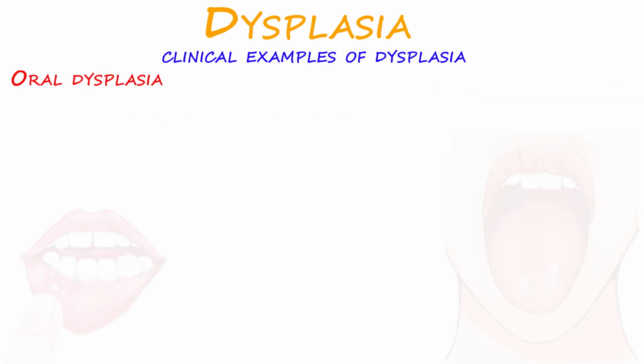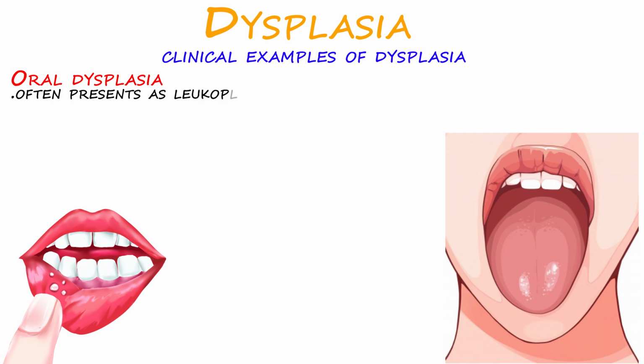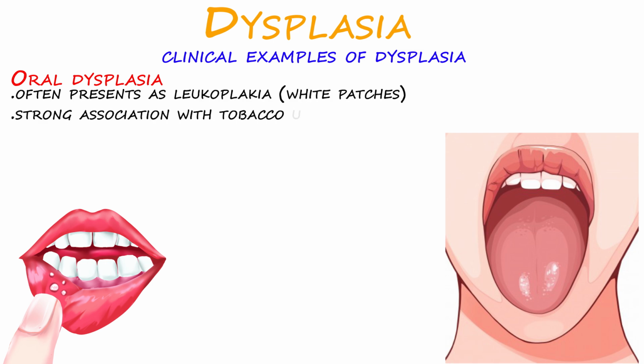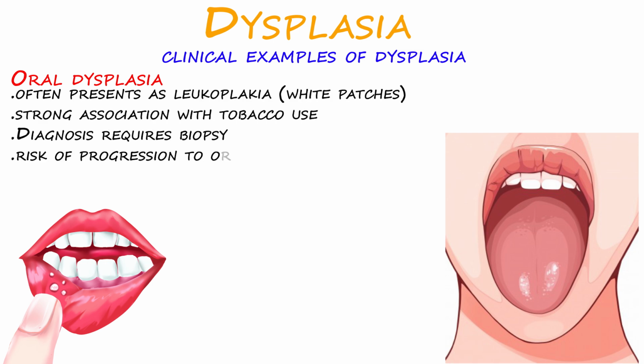Oral dysplasia often presents as leukoplakia, which appears as white patches in the mouth. There's a strong association with tobacco use, both smoked and smokeless forms. Diagnosis requires biopsy, as clinical appearance alone cannot determine the degree of dysplasia.